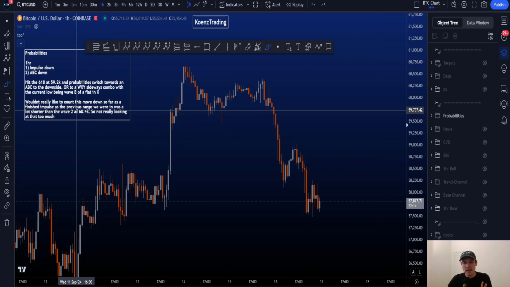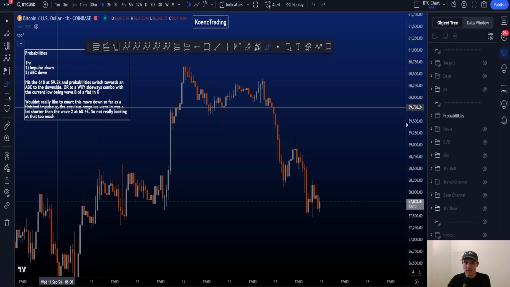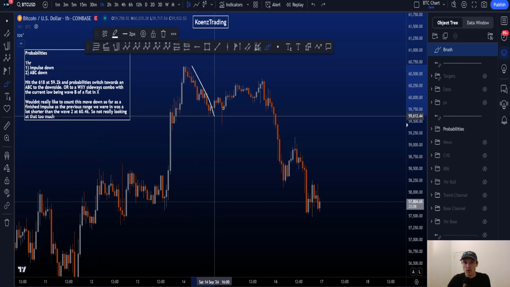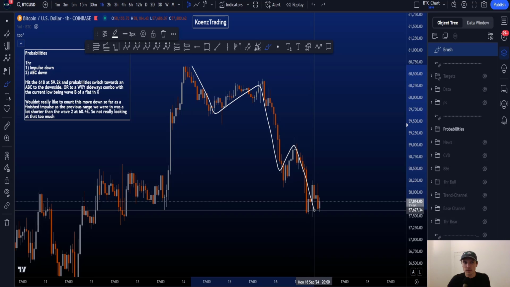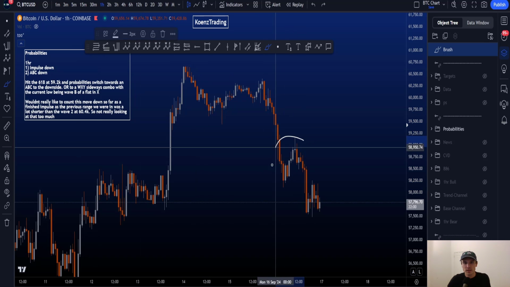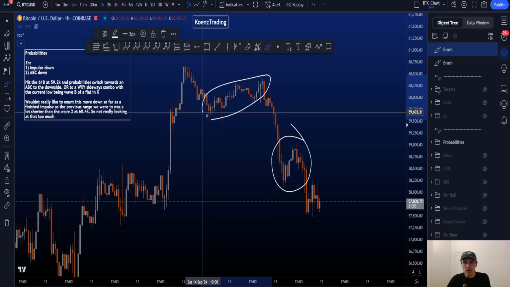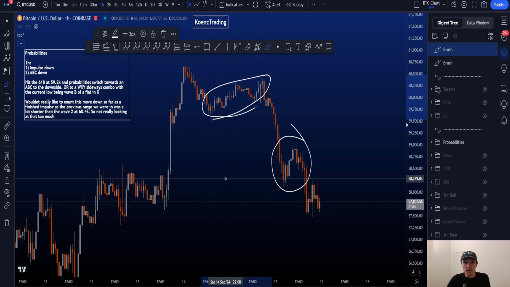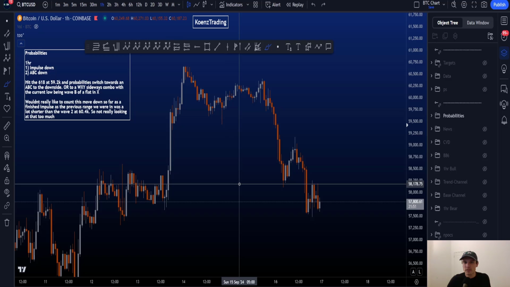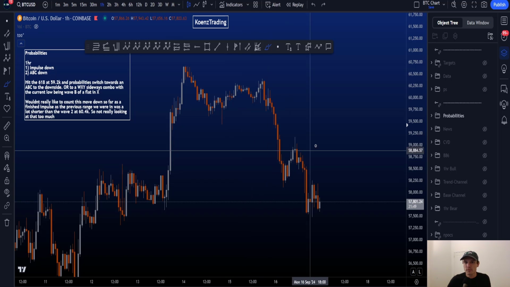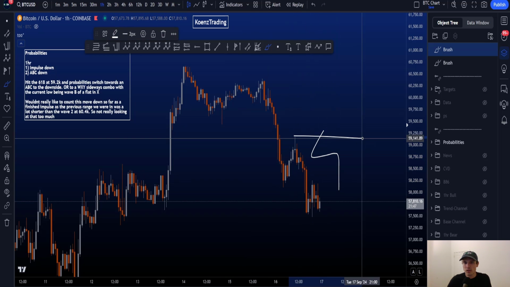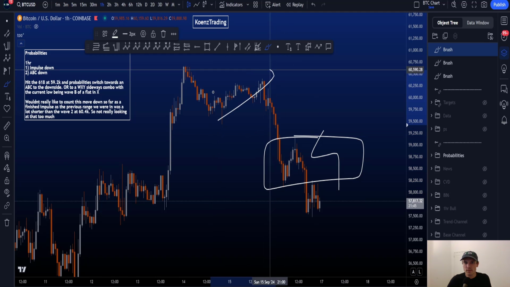I wouldn't really like to count this move to the downside so far as a finished impulse, meaning 1, 2, 3, 4, 5, right? And the reason for this, which I write here as well, is that the previous range that we were in, which is this range over here, is a lot shorter in time compared to your wave 2 over here, right? So it's not looking great because by far most common for a wave 4 is to be longer in time than a wave 2.